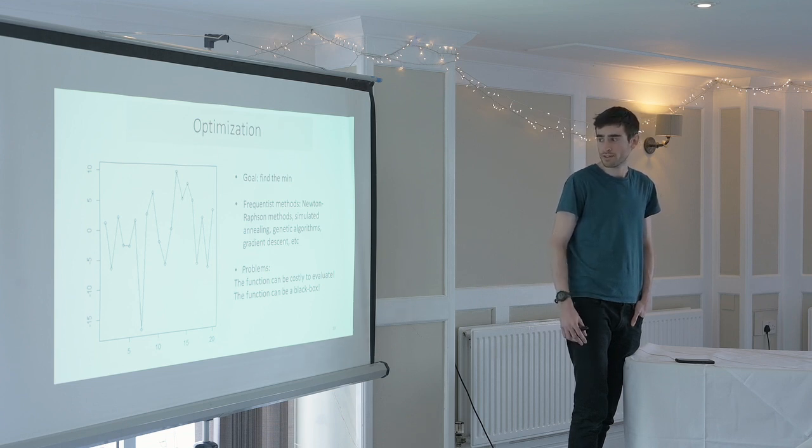Now, the problem with those is that the function that we have might be really costly to evaluate. So if we're dealing with Joules simulators, we can't afford to run it on a lot of data points. And more than that, the function that we want to optimize might be a complete black box. Bayesian optimization can work around these two problems.